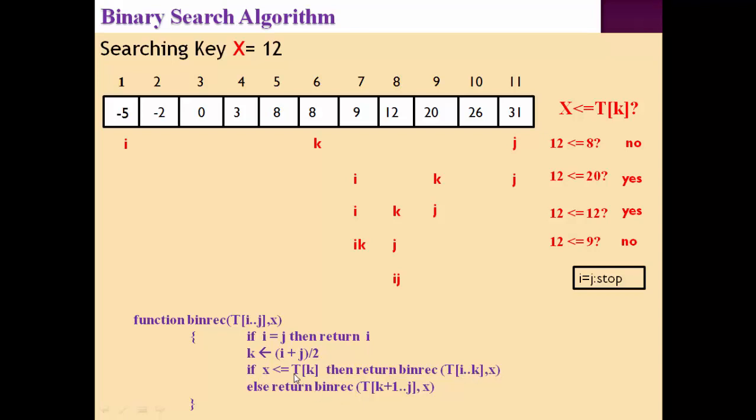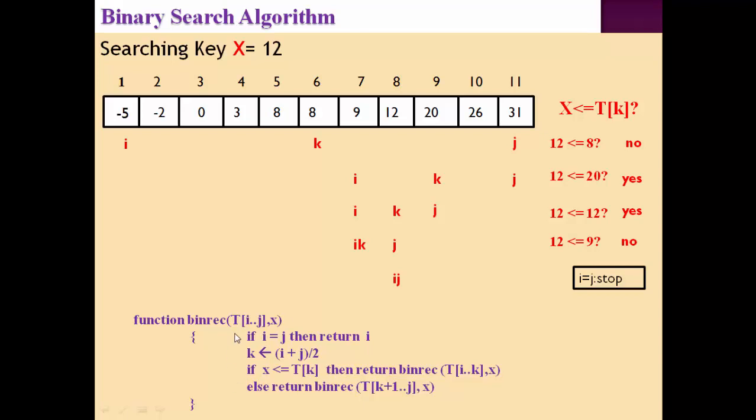Whenever this condition is false, then in the else part, it means that we have to search in the right part. So when we search in the right part, the value of i will be k plus 1 and j as it is, and the searching element we have to pass as an argument. This is all about the binary search algorithm.